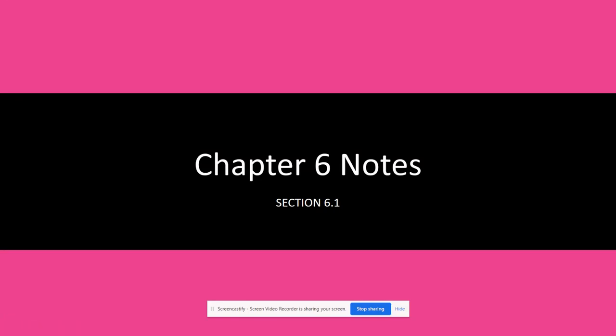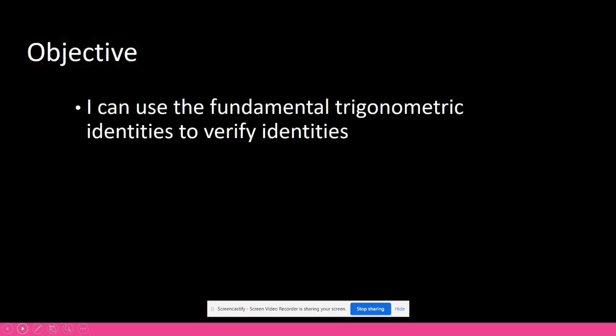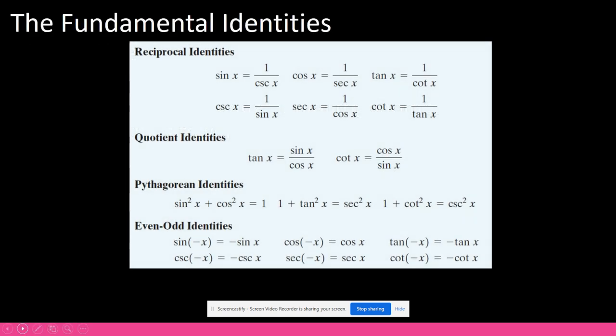Today we're going to start looking at section 6.1. Our objective is to use the fundamental trig identities to verify identities. Now remember, we've talked a lot about these identities in the past, so we're going to continue to expand on these identities. We've got our reciprocal identities, quotient identities, Pythagorean identities, and the even-odd identities.